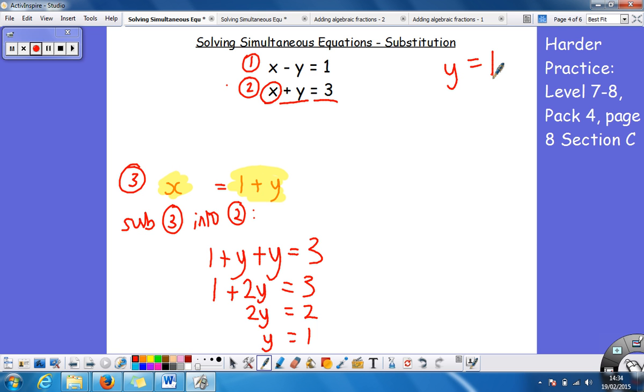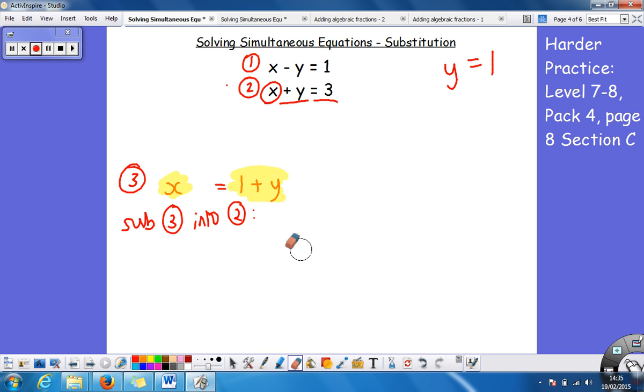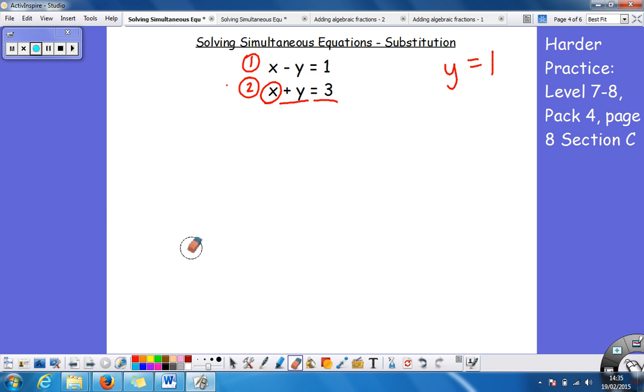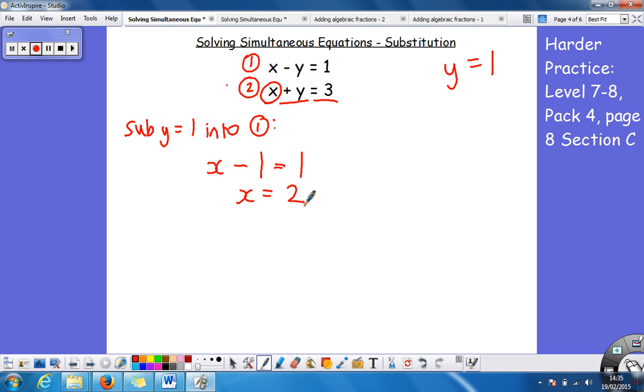That's the first part of our solution. We've calculated y first this time. That doesn't make any difference whatsoever. We repeat the same steps as normal to work out our other variable. So I'm going to substitute my solution now. Y equals 1, and I can substitute it into either equation. So substitute y equals 1. Let's substitute it into equation 1. X take away 1 equals 1. So x must be equal to 2. That's the second part of my solution.